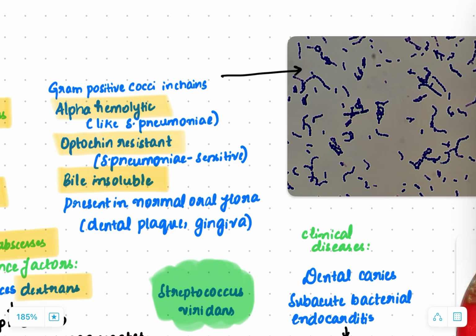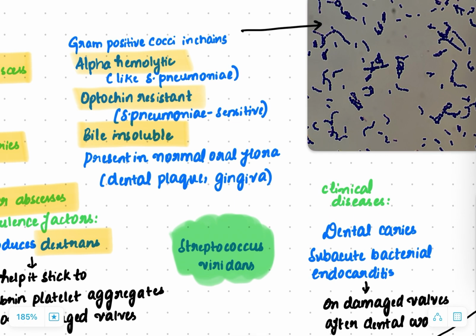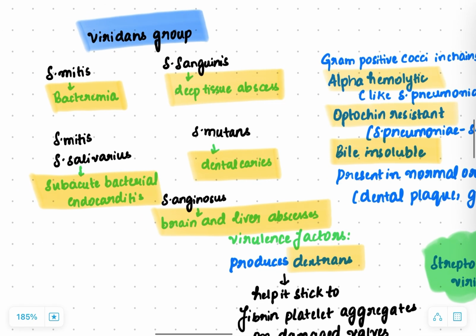optochin resistant. In contrast to Streptococcus pneumoniae, which is also in the alpha hemolytic group, the way we can differentiate it from viridans is that it is optochin sensitive. It is also bile soluble, unlike viridans, which is bile insoluble. Viridans is present in the normal oral flora, like we can see in dental plaques and also in gingiva.